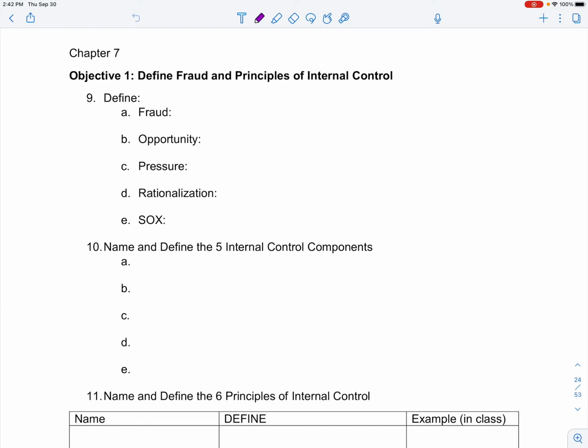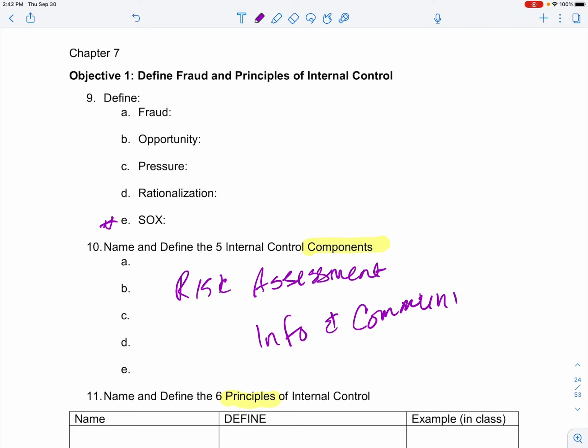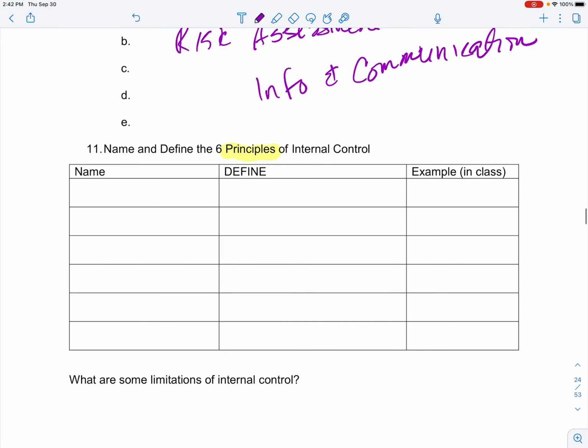Also, I want to make sure you understand the difference, first of all, for SOX. This is the Sarbanes-Oxley Act, so make sure that's what you're looking for when you're defining that. And then I want you to realize there's a difference between internal control components and internal control principles. When we talk about the components, these are things you're going to look for. There's 5 of them. This is like your risk assessment, or maybe monitoring, or information and communication. So make sure you find those 5, write them down, understand what they mean, and know the difference between the components of internal control and the principles of internal control.